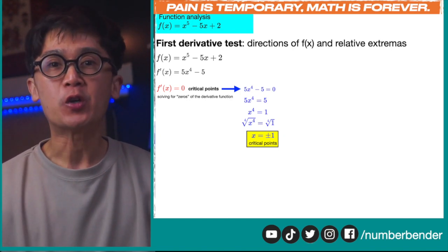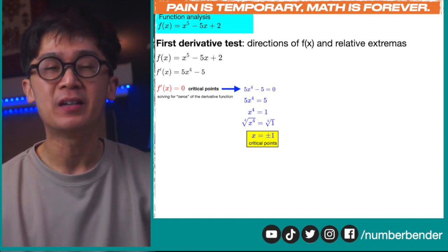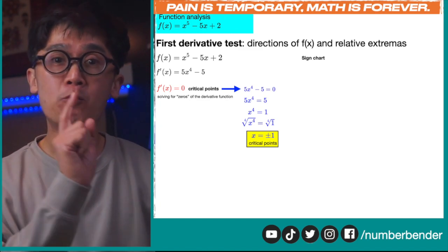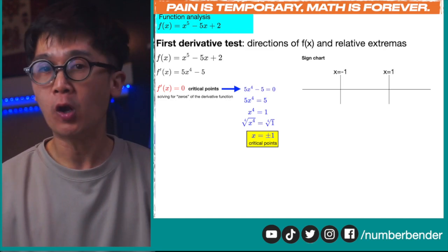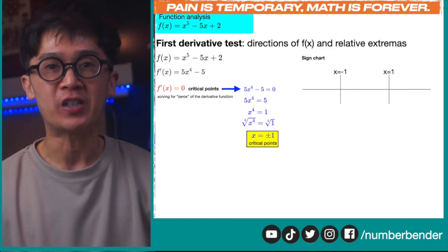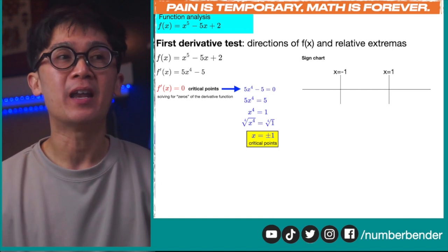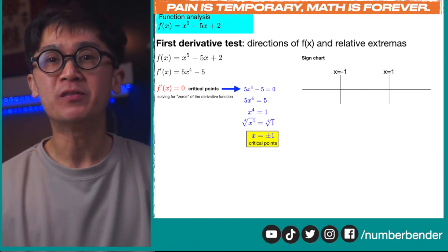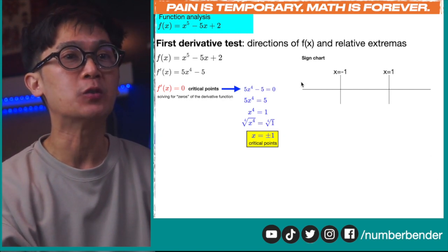So to be able to visualize it even more, kahit hindi natin nakikita yung graph, we're going to be using a sign chart at ito yung sign chart na gagamitin natin mula dun sa ating critical points. So meron tayong negative 1 at positive 1. So all we need to do is to check whether our derivative function, also known as the slopes of our function, ay positive or negative. So uunahin natin yung interval between negative infinity and x equal to negative 1.